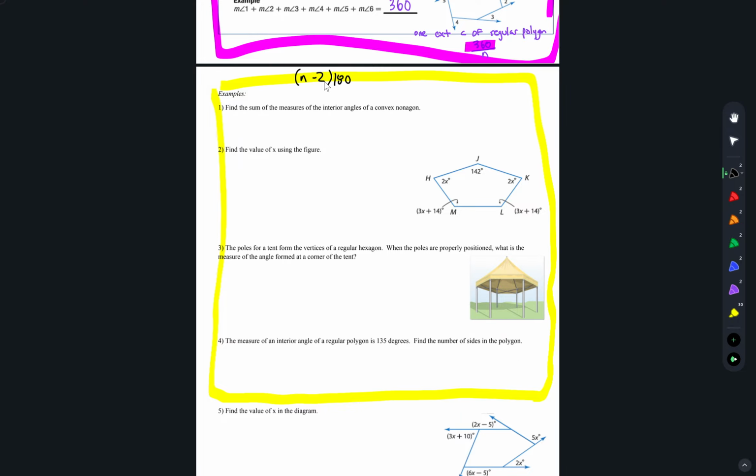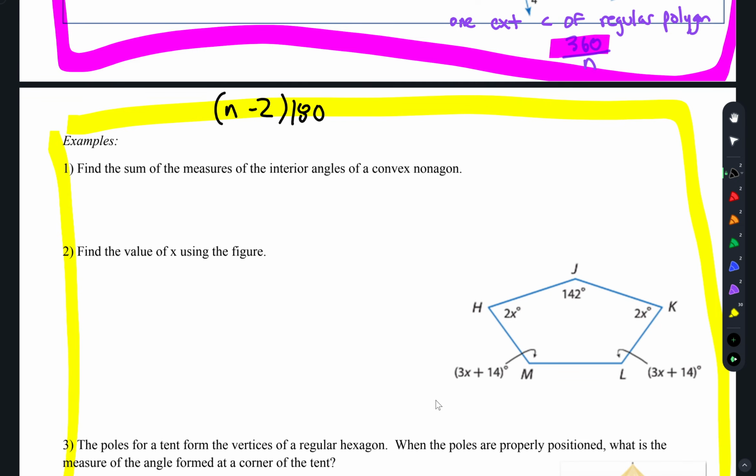So think about that. Find the sum of the measures of interior angles of a convex nonagon. All of the ones that we talk about in this unit are going to be convex. Remember, convex just means it's not concave. It doesn't cave in on itself. So I want to find the sum of measures of the interior angles. Those are the keywords I'm looking for. Of a nonagon. How many sides in a nonagon? Dahlia? 9. Perfect.